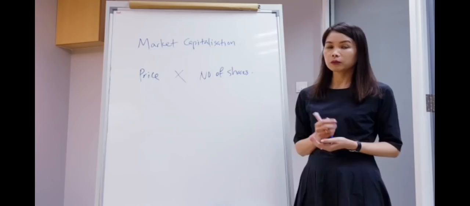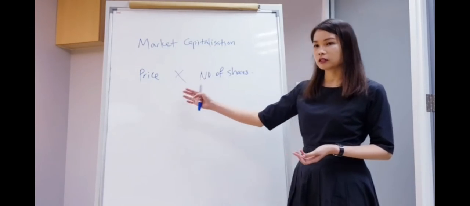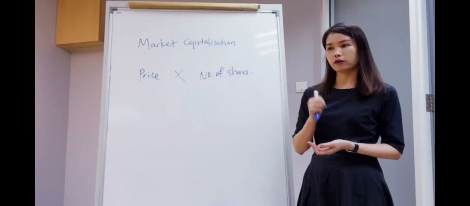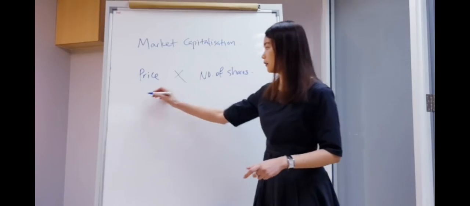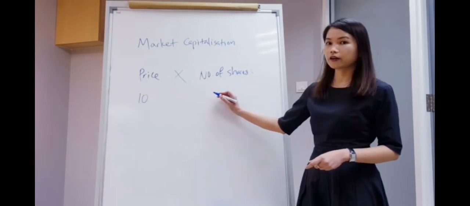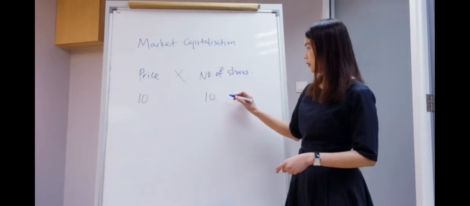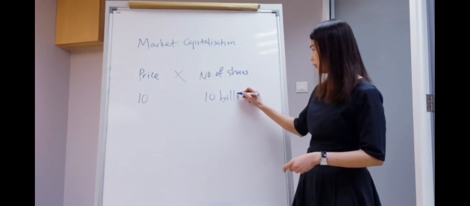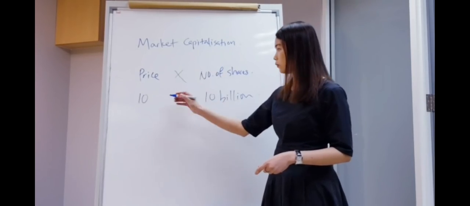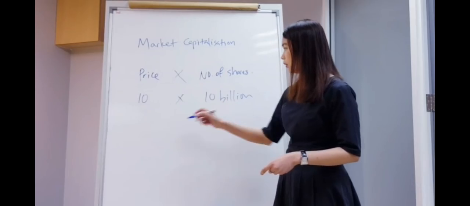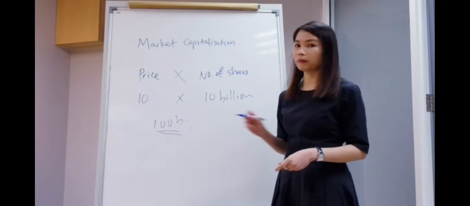Okay, so there's a formula behind it. The formula is the current market price times the number of shares. Say for example, Maybank's current market price is 10 ringgit, and the current outstanding number of shares is 10 billion. So what is the market capitalization for Maybank? It will be 10 ringgit times 10B, which is equal to 100 billion. So this will be the market cap for Maybank.